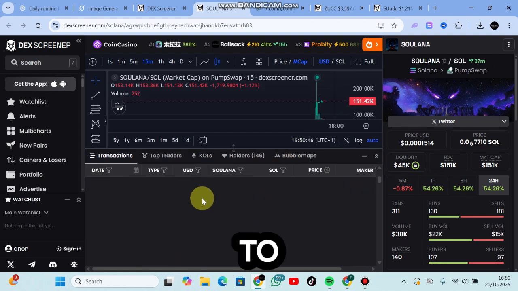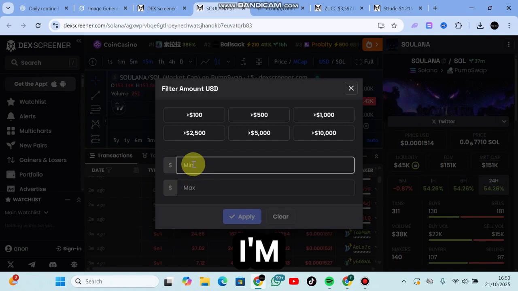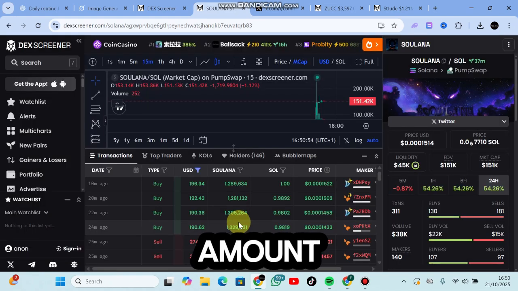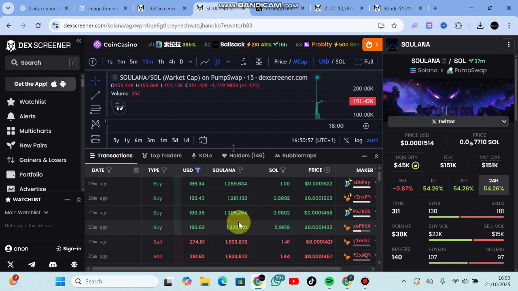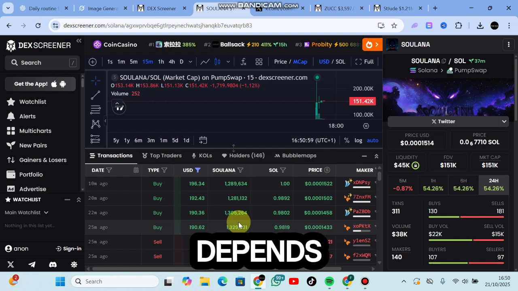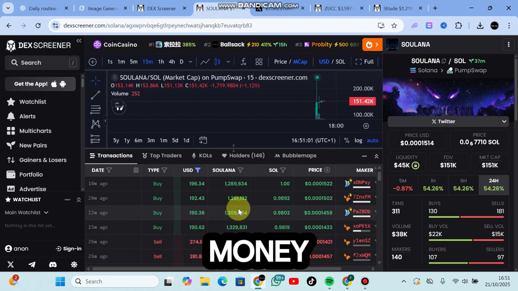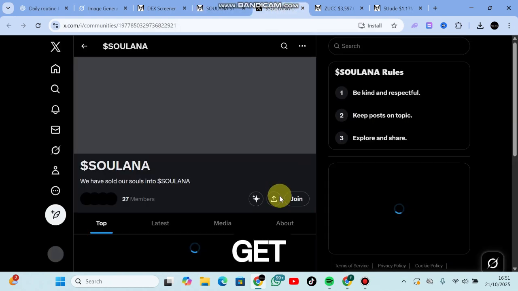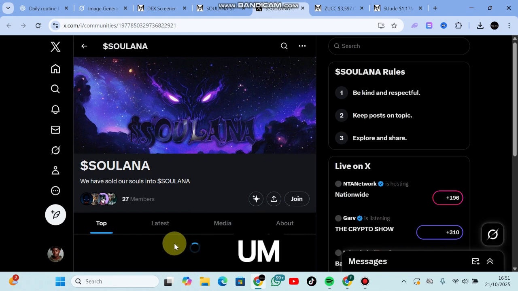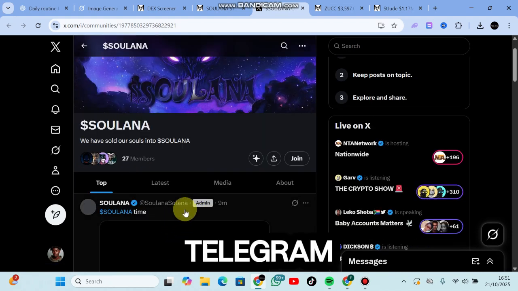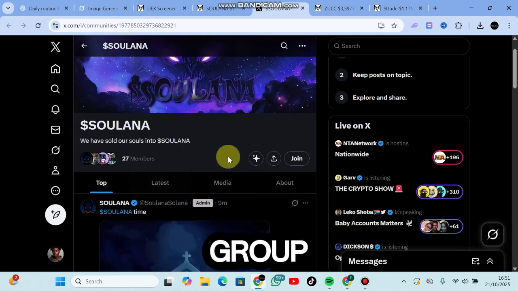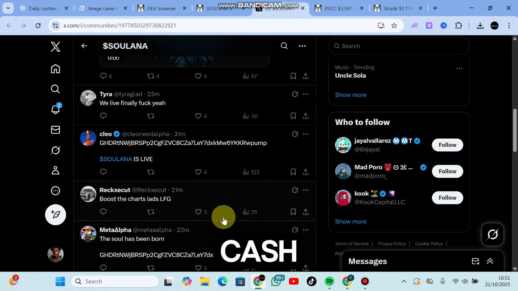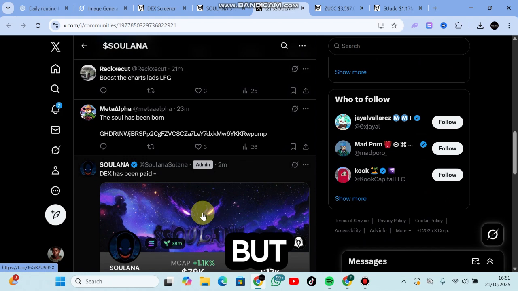I don't know. So I'm going to tap on this funnel icon. I'm going to put $100. I'm going to tap on apply. I'm going to see if people are putting large or small amounts of money into this particular coin. Whether this particular token is going to do well depends on if people are putting money into the coin and if the coin is trending on Twitter. So they have a Telegram, a Twitter group that has just 27 members. So this is actually a very new coin. It has potential of doing well, but I don't know.